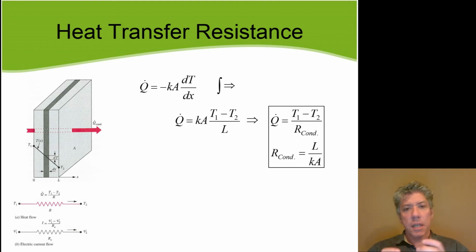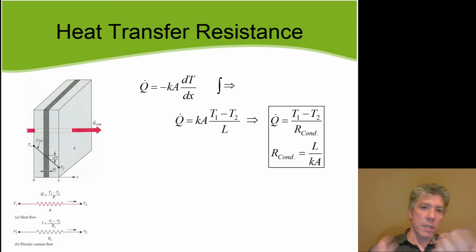So the last element to make sense of is the resistance. In Ohm's law, it's just I equals delta V over R. You may know it as V equals IR, but it's really delta V equals IR. It's the difference in electric potential. In the heat transfer world, we've got Q dot.